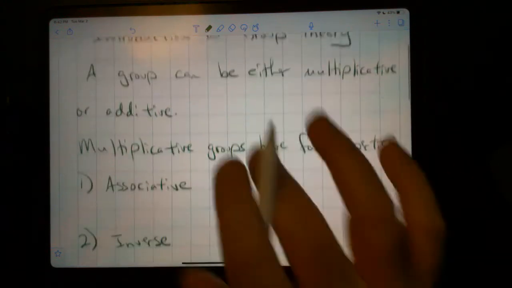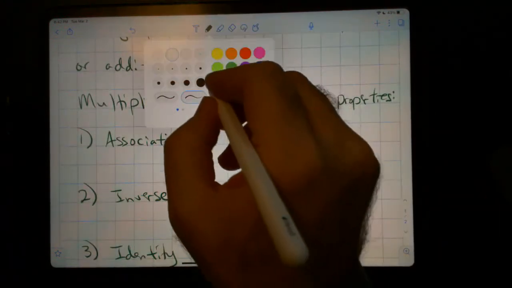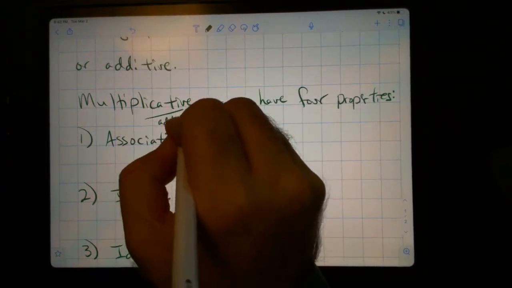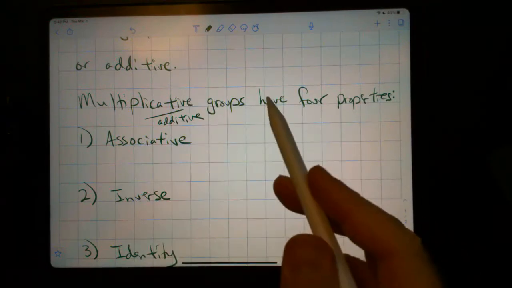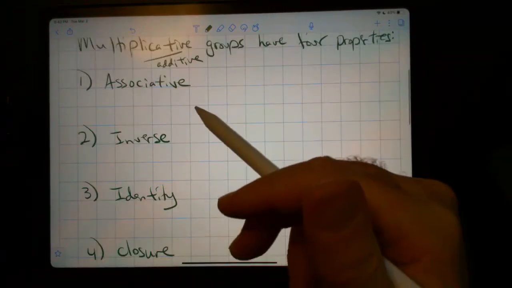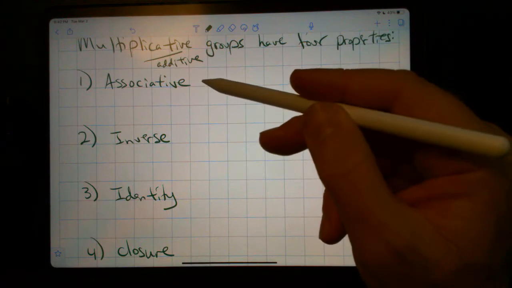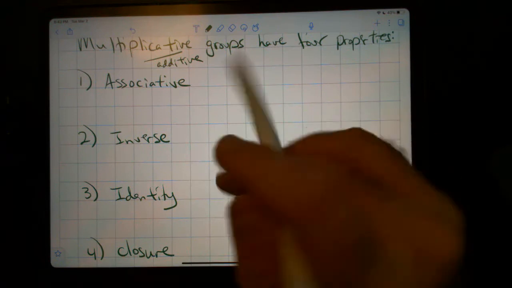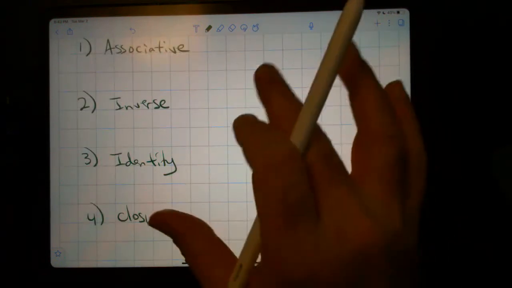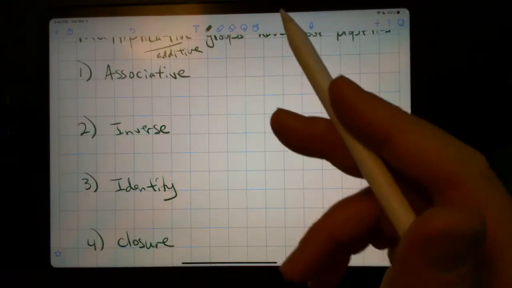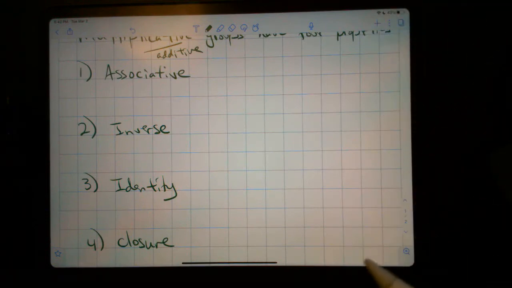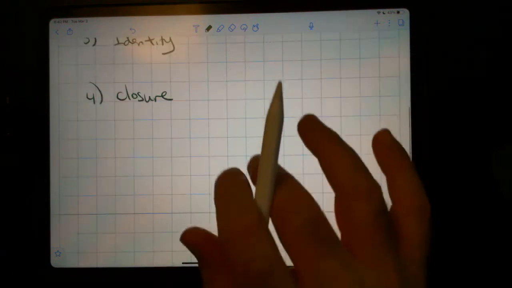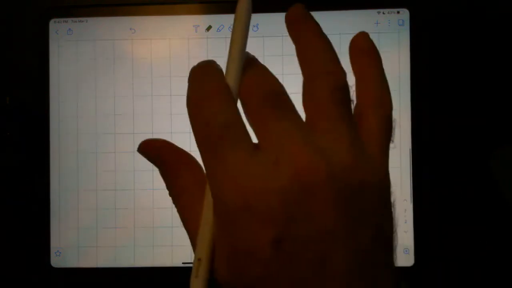Both groups have these four properties. So both multiplicative groups and additive groups have these four properties. You have to be associative, you have to have an inverse, you have to have an identity, and you have to have closure. If you have these four properties, then you either have a multiplicative group or an additive group. Let me show you a multiplicative group that you should be aware of.